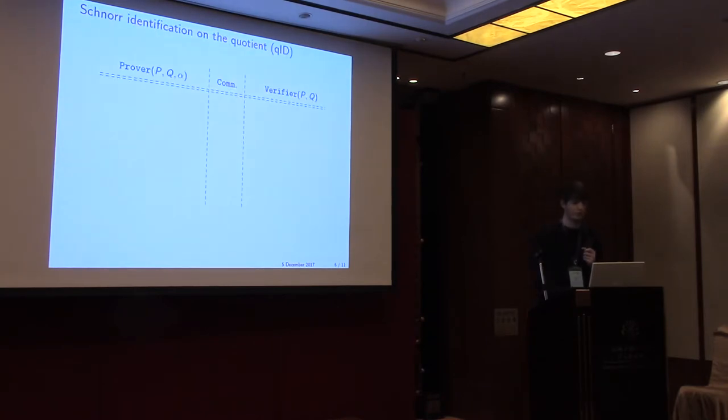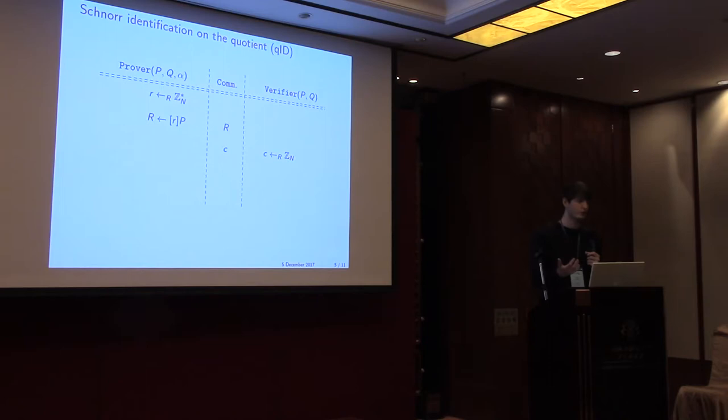So how does Schnorr identification work? Quick reminder. It works in a group, so we have two points, P and Q, to which both the prover and the verifier have access. And the prover also knows that the discrete log of Q with respect to P is this alpha, and in this protocol, the prover tries to prove knowledge of alpha without revealing anything about it. So the way it works, the prover picks some scalar r, does a scalar multiplication with respect to the base point, gets some large R, and sends that over.